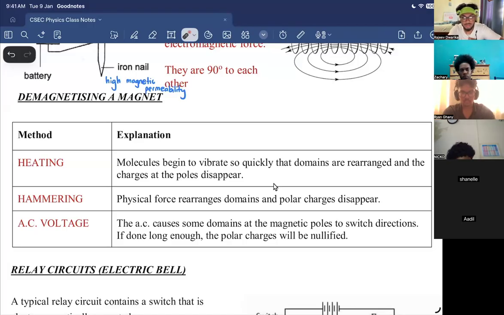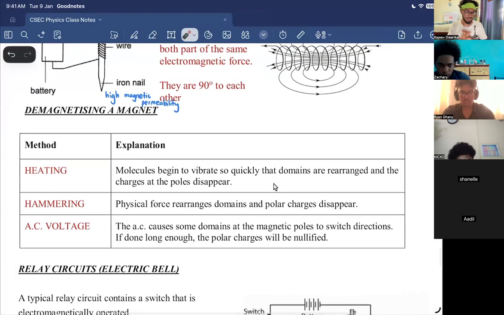Think about it. If some dipoles are going in one direction and some dipoles are going in the opposite direction, what happens, Nikolai? They're like two people pushing against each other, they cancel out, and they will lose their magnetism. So copy this down for demagnetizing magnets.